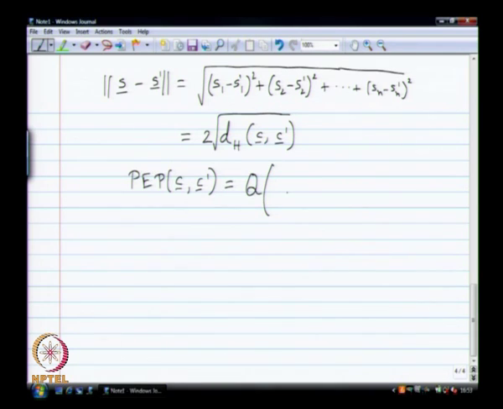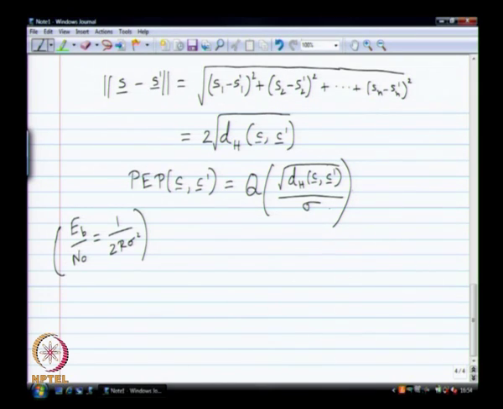Q of what? Root of d_H(C, C prime) by sigma. Is that okay? So remember 1 by sigma, if I want to write it in terms of Eb over N naught, Eb over N naught for our case is what? It is 1 by 2R sigma squared. R remember is K over N, so we will get an N over K there. If you write it in terms of that, you will get some square root inside. So you can express it in terms of that.